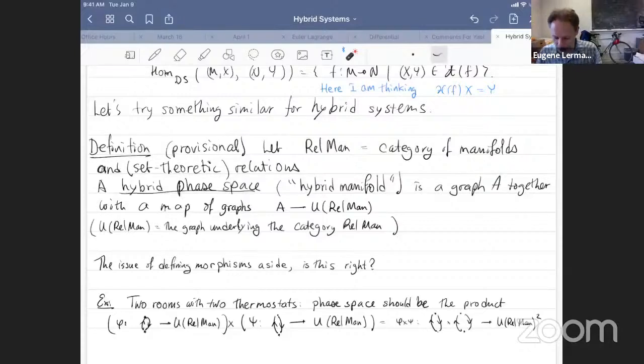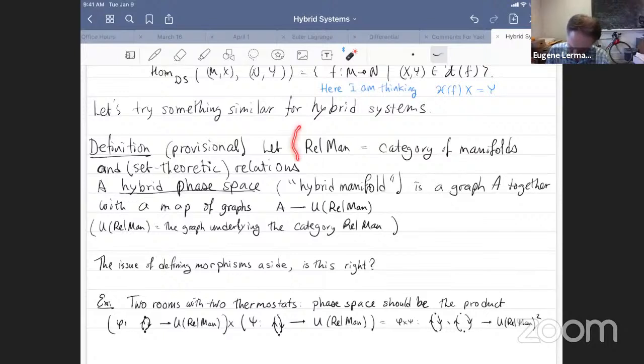So the point I'm emphasizing here: we thought of continuous time dynamical systems as something sitting over the category of manifolds. So the category of hybrid dynamical systems should sit over some category. I don't want to call them hybrid manifolds. I'm just going to call them hybrid phase spaces. Hybrid manifolds is overused.